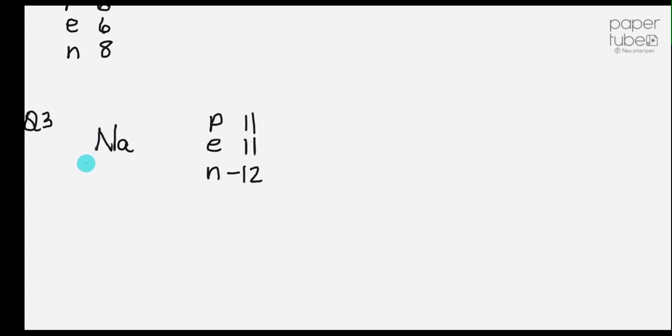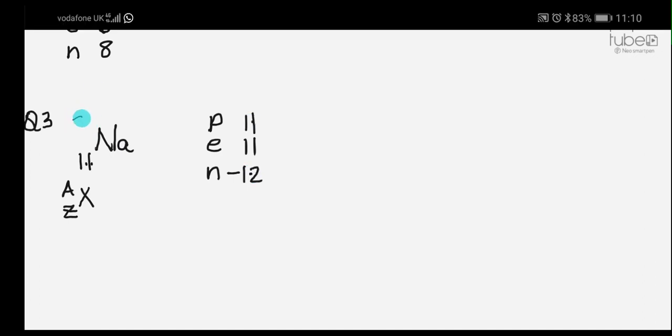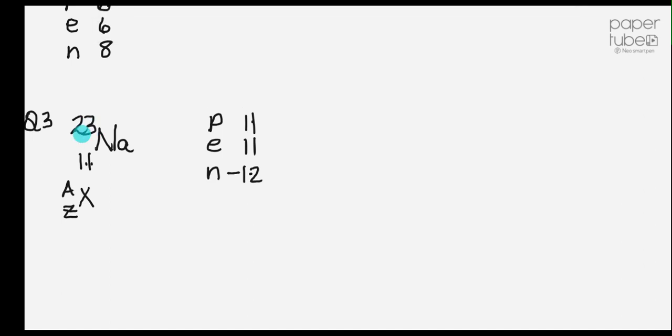The atomic number is the number of protons. Remember, A cross zebra. So the number of protons must be 11. Fair enough. And then don't forget the nucleon number, the atomic mass. 11 and 12 is 23. So that's the symbol of it. Fair enough. That's question 3 done.